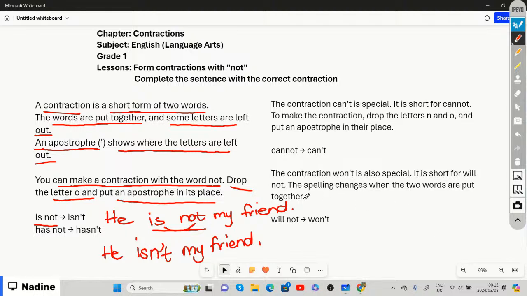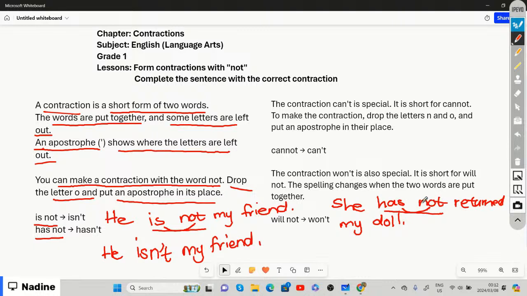Also, has not. If we, for example, write a sentence with the words has not, we can say, she has not returned my doll. So she has not returned my doll, right? So there we have the words has not. We need to put these two together.